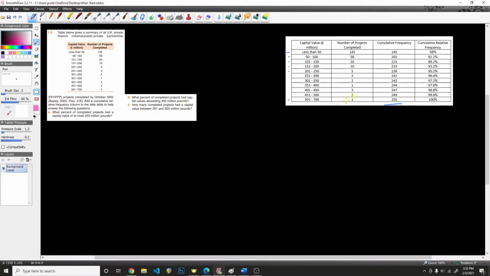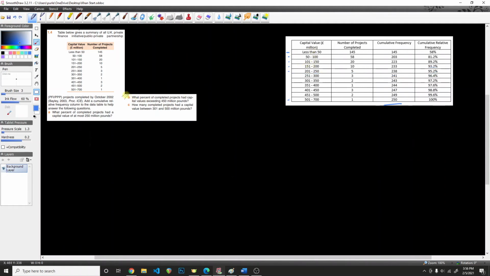So now that we've filled out that table, we can actually look at the question. What percent of completed projects had a capital value of at most 250 million pounds? Well, when they say at most 250 million pounds, we cut off all the data that is below this line here. And the answer is very simply right here, 95.2%. That means 95.2% of all of the projects we have out of all 250 projects had a capital value of less than 250 million pounds.